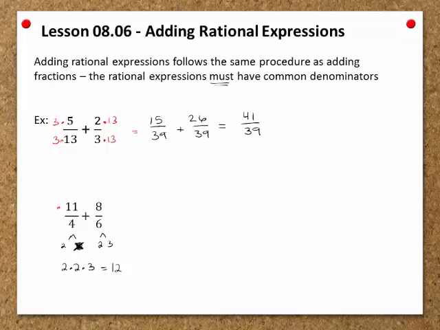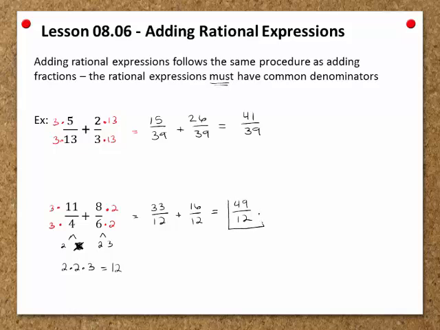So I'm going to multiply 4 times 3 to get 12. So that means I multiply 11 times 3. And I multiply 6 times 2 to get 12. So I also multiply 8 times 2. This will give me 33 over 12 plus 16 over 12. Again, I'm going to add my numerators. 33 plus 16 is 49 over 12. And 12 and 49 don't divide evenly by anything in common, so I'm done.